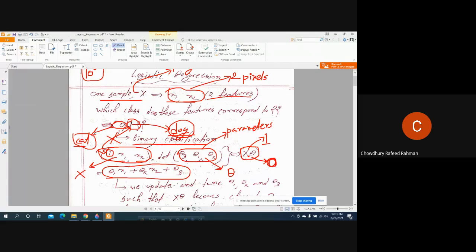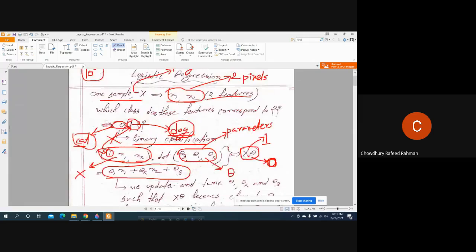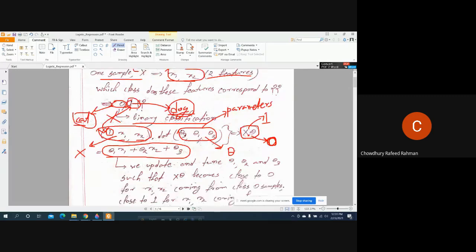Are we clear on this? Again, let me recap. If x dot theta is closer to 1, then we shall say that this x image represents an image of a dog. If x dot theta is closer to 0, we shall say that this x image represents the image of a cat. Okay. Now, are we clear so far? Does anyone have any question up till now?